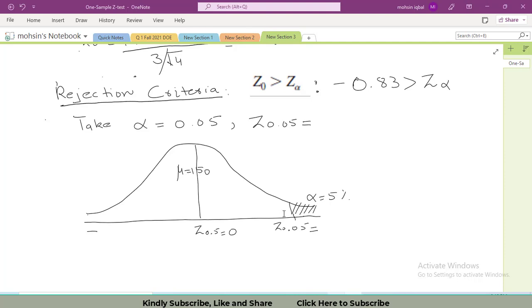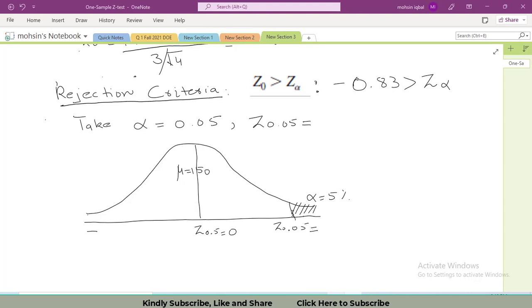Our cutoff region only lies on the right-hand side, or you can say the upper tail. Here I have written that alpha is equal to 5%. This is the probability, the 5% error of making a mistake. So if our calculated value, z naught, lies on the right-hand side of this cutoff value, we lie in the bad region and we reject our null hypothesis.